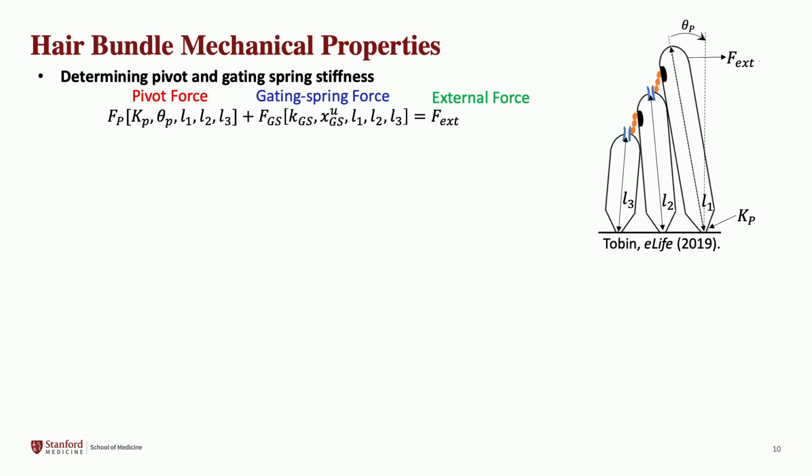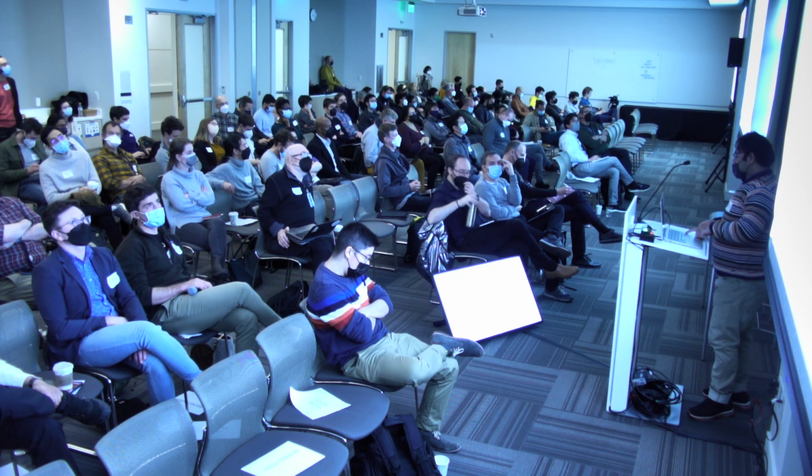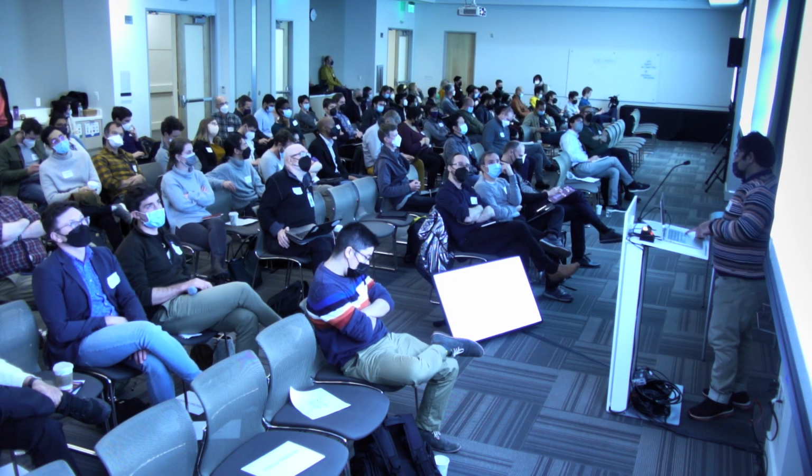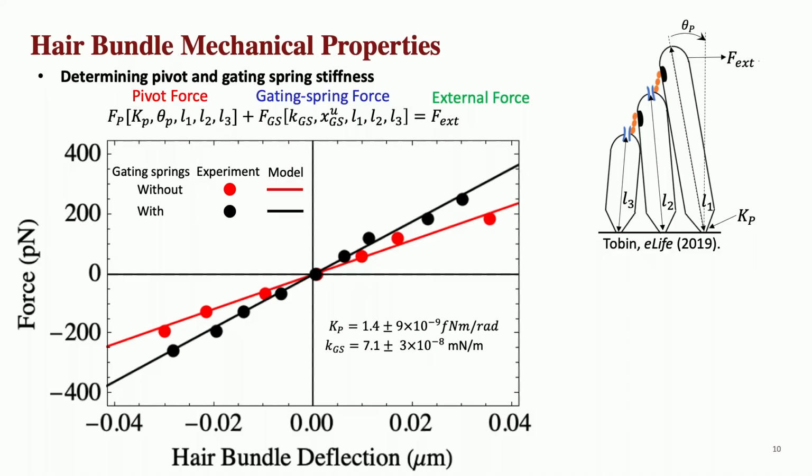Next, we calculate the gating spring stiffness. So here is the force balance equation. As I emphasize here, with the gating springs, the external force is balanced by the elastic force given by the pivots as well as the gating springs, and both are dependent on the length of the stereocilia as well as the stiffnesses and other parameters. So here is the match of the experimental data with our model.